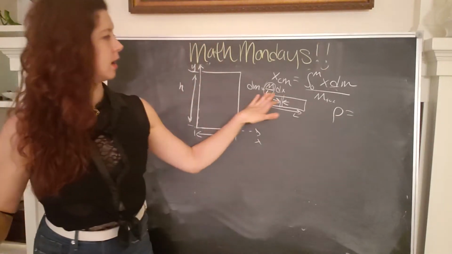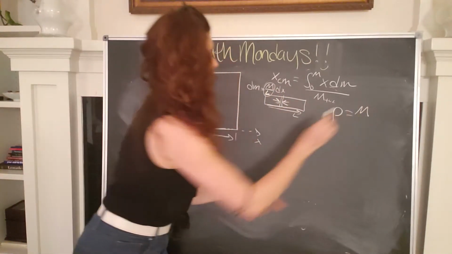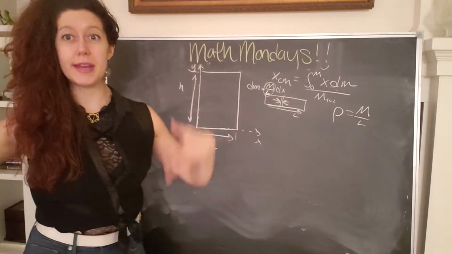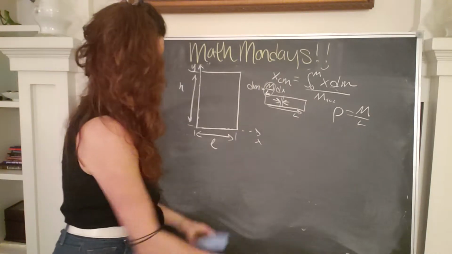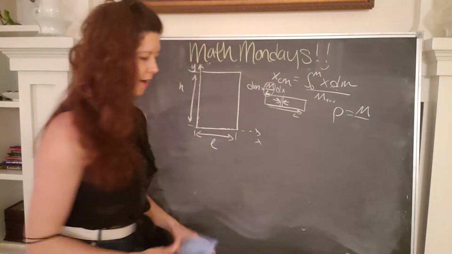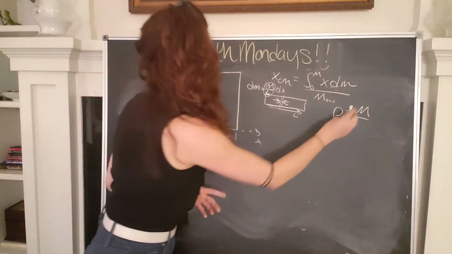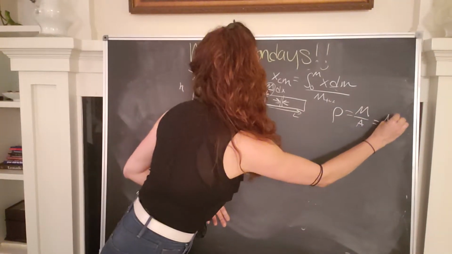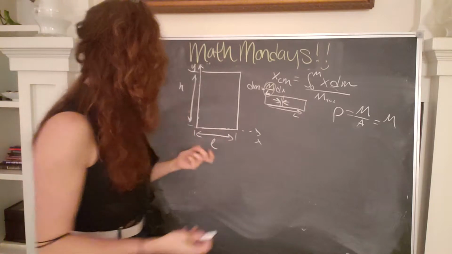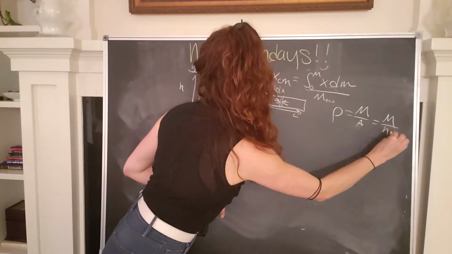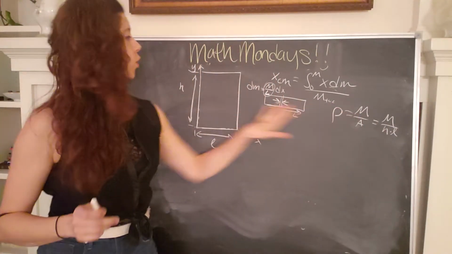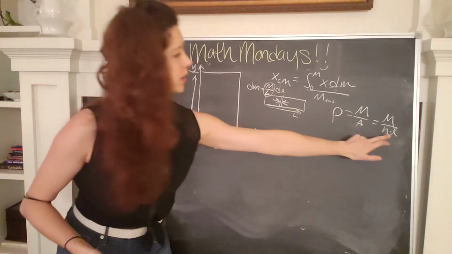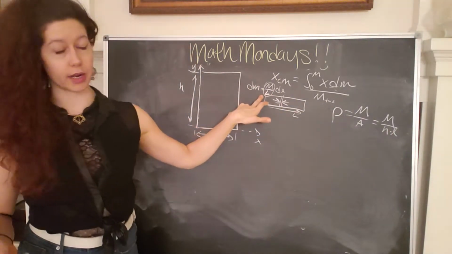So for a linear density, it would just be the total mass divided by the length. But in this case, we have two dimensions, and so instead of a linear density, we have an area density. So the density becomes m over A, where the area of our object is just h times L. Okay, so now that helps us recognize that dm is going to change to reflect the area.